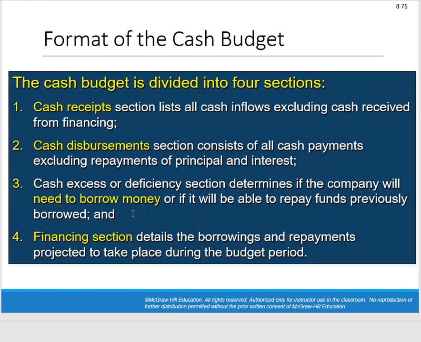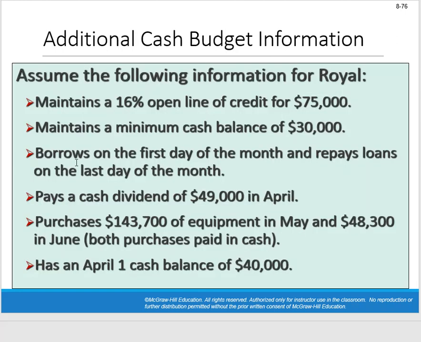Part three is really just a computation where we're going to compute our cash excess or deficiency, meaning we need to figure out, do we have enough cash? Do we need to borrow any money? And then we'll figure out if we need to borrow or repay. And then part four is our financing section that's going to detail out the borrowing or repayment and compute any interest if we need to pay interest as well. So here's a ton of additional information for you. Assume the following. Royal maintains a 16% open line of credit for $75,000. Okay, so what does that mean?